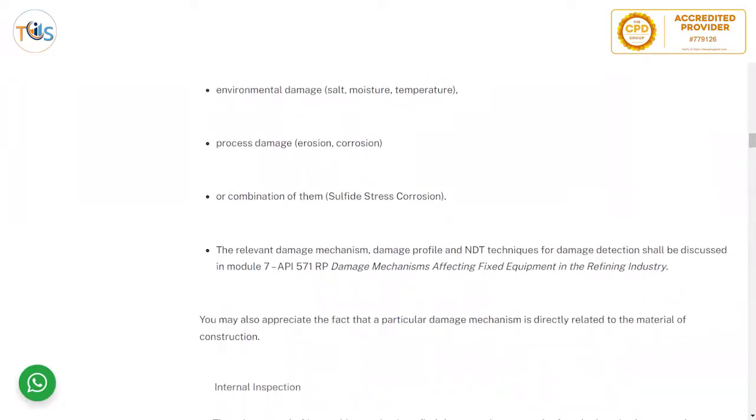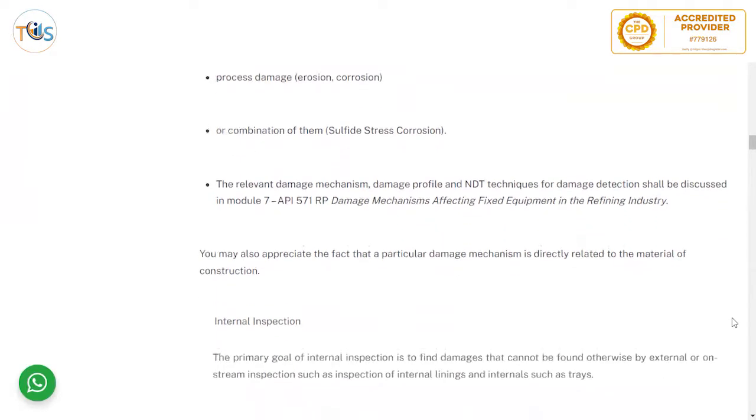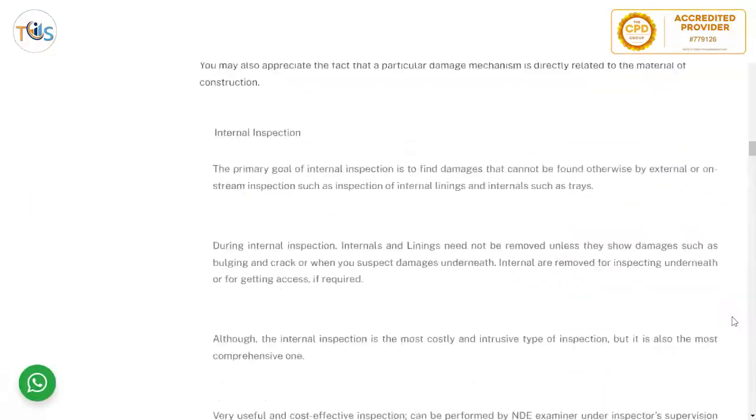damage profile and NDE techniques for damage detection shall be discussed in Module 7, 571, RP damage mechanism affecting fixed equipment refining industry. You may also appreciate the fact that a particular damage mechanism is directly related to the material of construction.